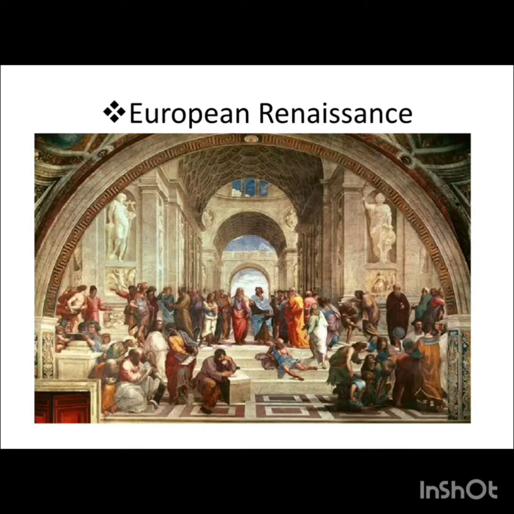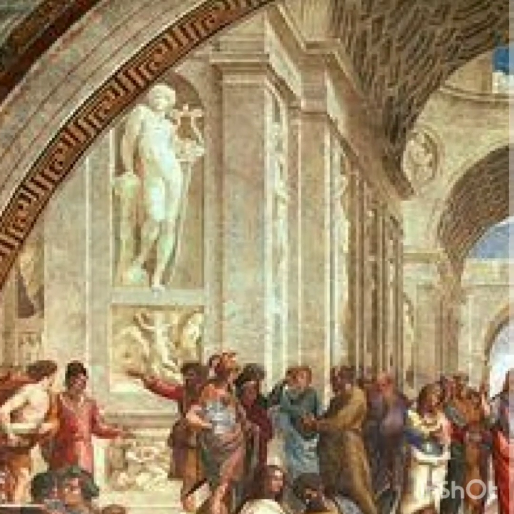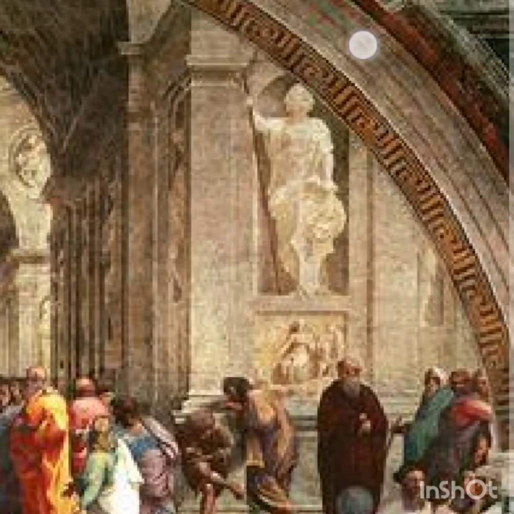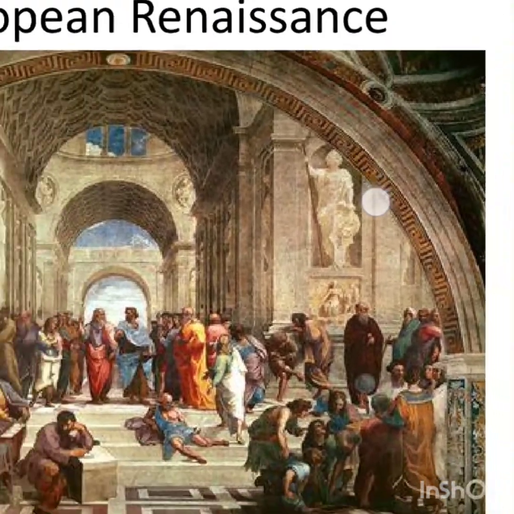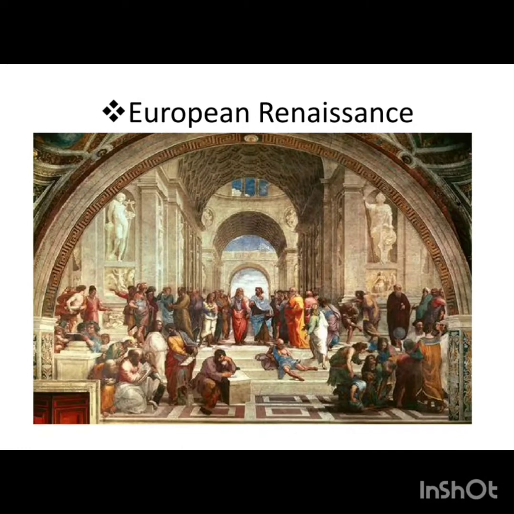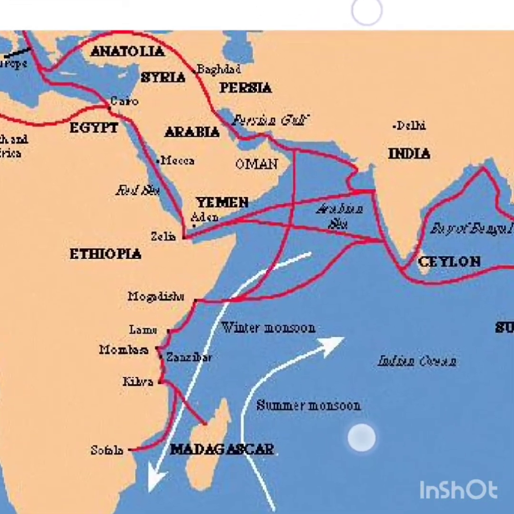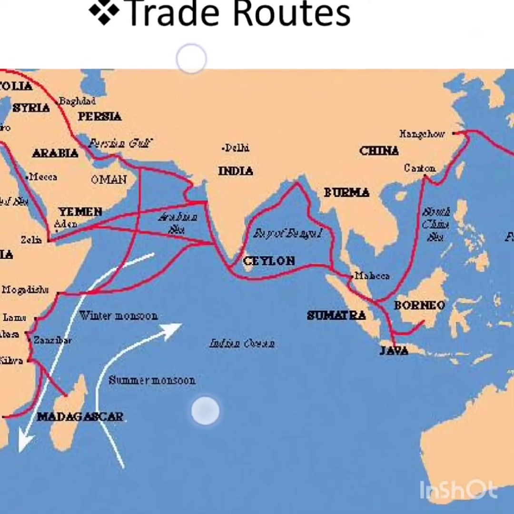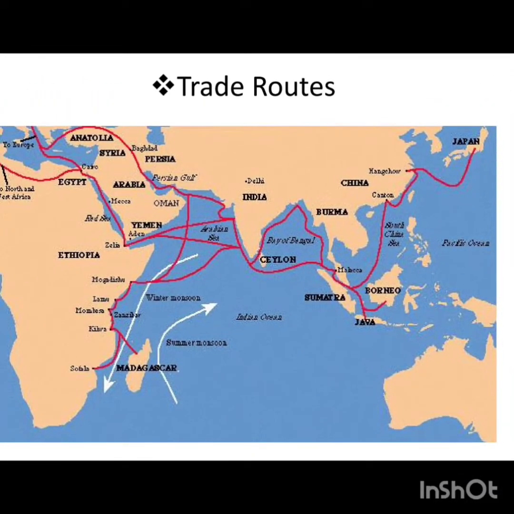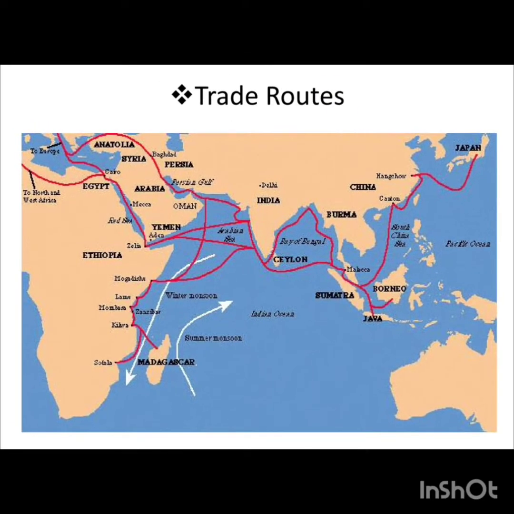Because of this Renaissance, it has improved the human's interest towards music, painting, sculptures, etc. Few sculptures and paintings we can see in this picture. This is the best example of European Renaissance. In 1453 CE, Turks took control over the trade routes. Now what is trade routes? See, these red markings are trade routes. Trade route is a long distance route that is used for transportation of goods and services.